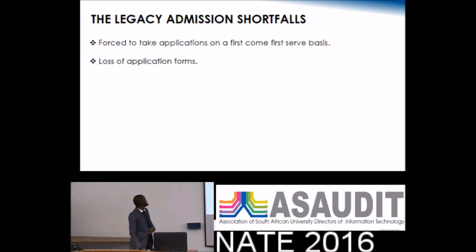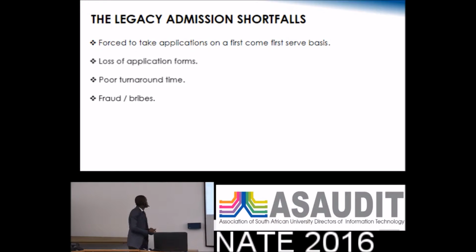We also have a shortfall of losing application forms. Because they were physically submitted to respective areas, some of them end up being lost. Poor turnaround time. It takes time for the HODs to process the paperwork. You end up with a bunch of papers in your office, and you take around 2 to 3 weeks to process them, or even months, because they have a lot of other work to do besides their approvals.